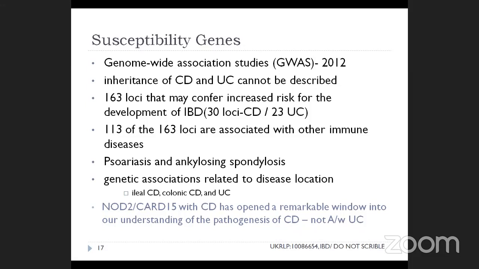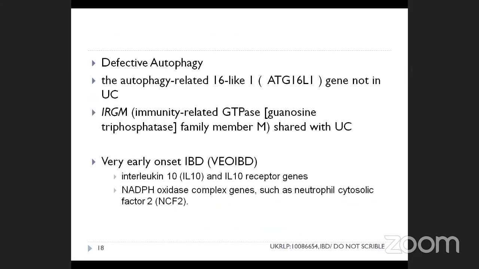Other thing which is important from a genetic perspective is they have found there is a genetic defect in the autophagy of the bacteria by the T cells, and these are the two genes. As I said, the ATG gene is not associated with ulcerative colitis. However, the IRGM gene is shared with ulcerative colitis and Crohn's disease.